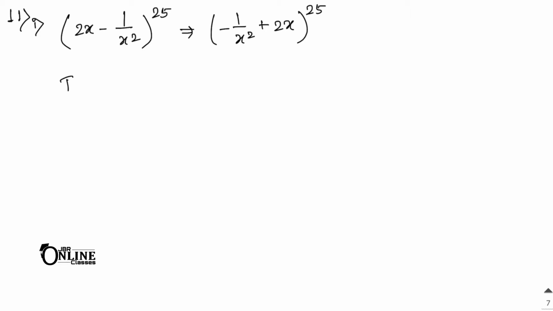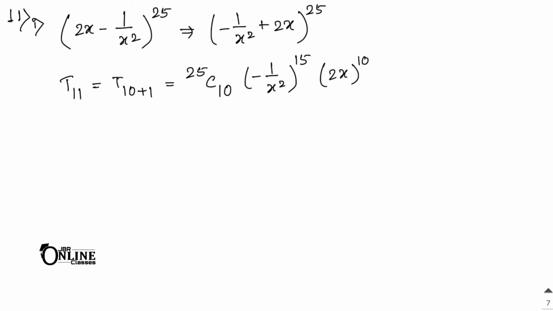So here 11th means T11, so you can write T10 plus 1. Then the formula will be, n means 25, so 25C10, the next one (minus 1 by x squared) to the power 15 because 25 minus 10, and next one (2x) to the power 10. So it will be 25 factorial, then 15 factorial and 10 factorial.